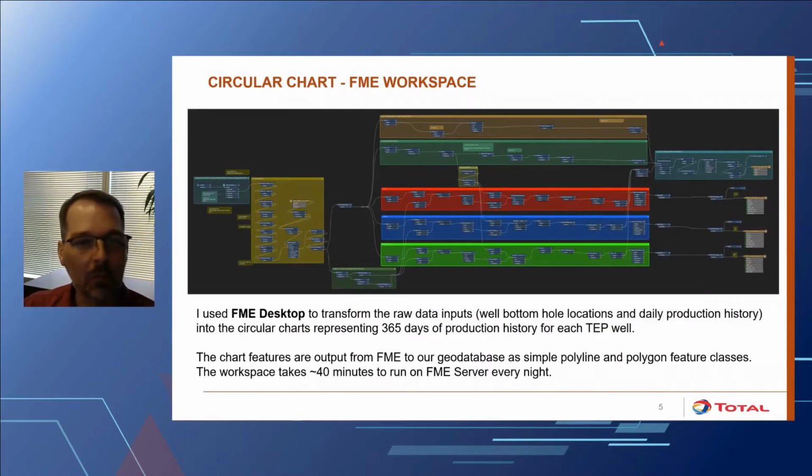FME was the right tool for transforming the raw data into circular charts. Each chart represents 365 days of production history for every TEP well that produced in the past year. FME exports these features as simple polyline and polygon feature classes to our geodatabase. It takes about 40 minutes each night to rewrite the data set.